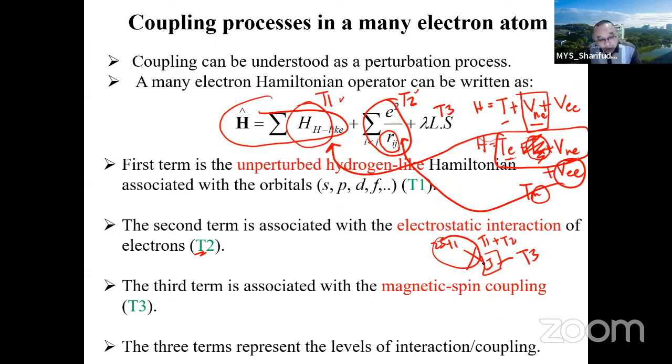Usually in books, what you see are symbols like 1s or 2p. That means these are symbols where spin orbit coupling is still not taken into account. Only then will you have spin orbit coupling, so you have 2p1/2 or 2p3/2, etc. So the three terms represent the levels of interaction and coupling. When you solve the Schrodinger equation, you get T1 and T2. Then when you look at the spin orbit coupling, you get T3. So this is basically the same.